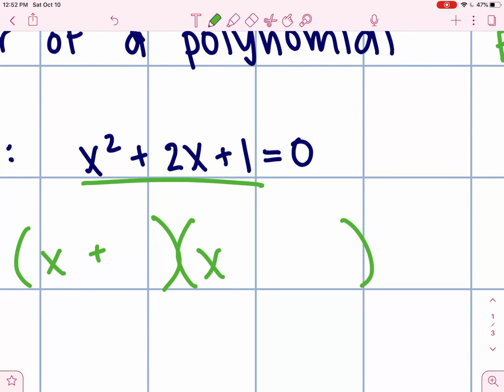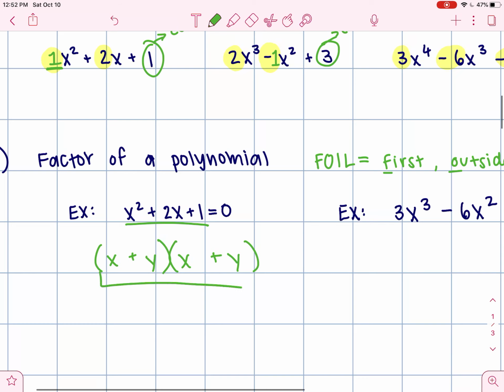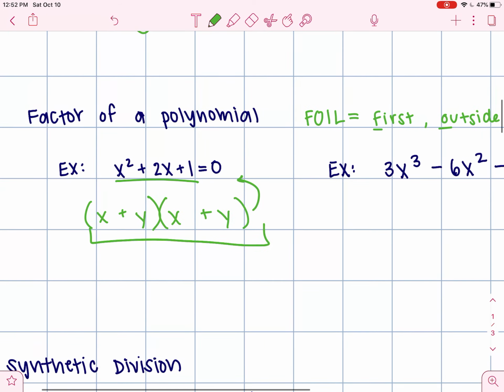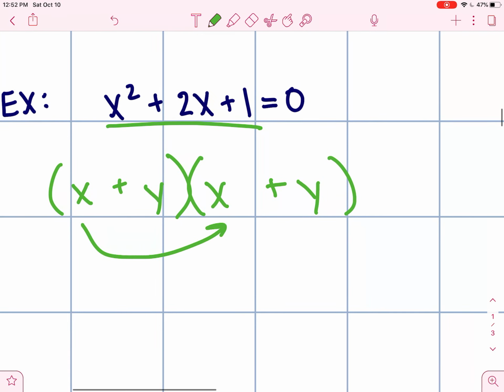So let's say we have a term here, x plus y or x plus y, like this. The way that we're going to get from here to here is by FOIL. So let me explain to you how it works. FOIL is first. So this is how we get our x squared term in the beginning. Like we have our x squared here, we're going to have our x squared here. So that's how we get our first term.